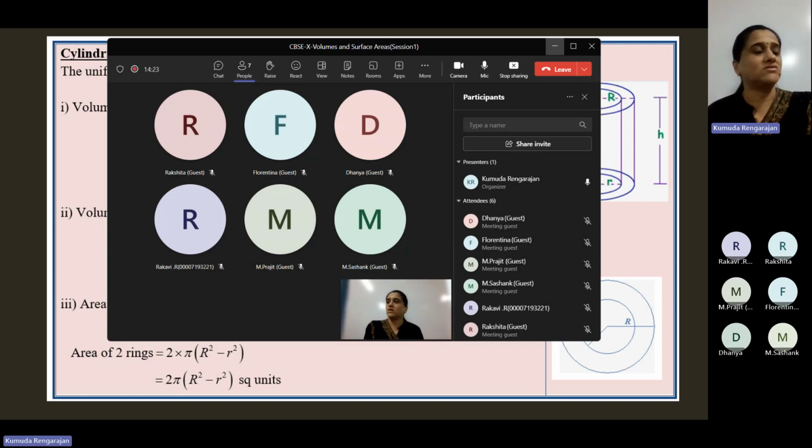If it's a cubical box, the answer is 12a, 12 into side. If it's a cuboidal box, it is 4L plus 4B plus 4H. You will be given the length, breadth, and the height of the box.